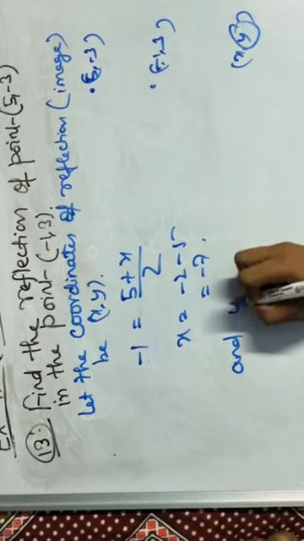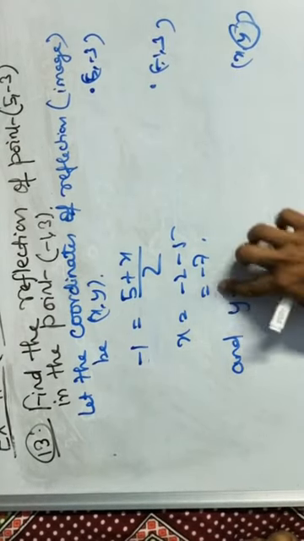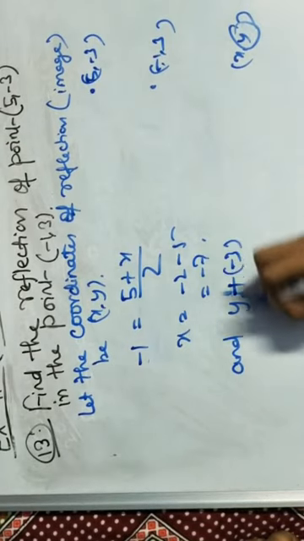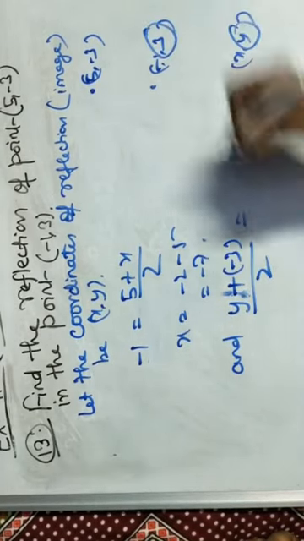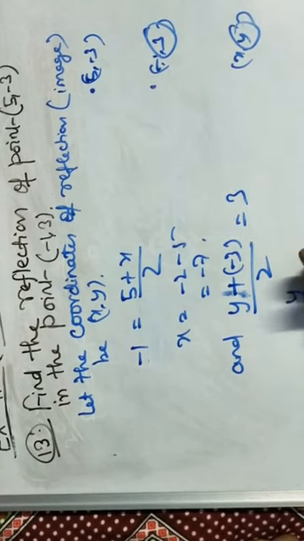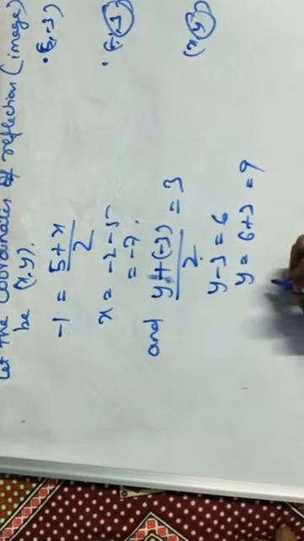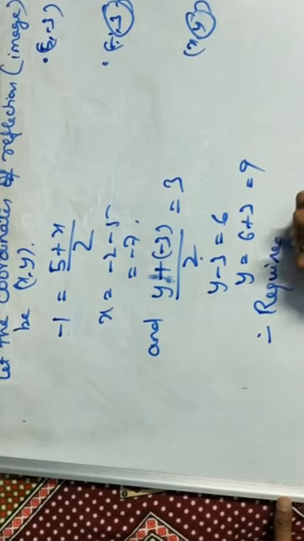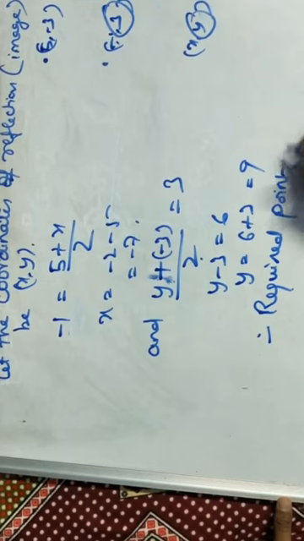And y equals y plus minus 3 by 2 must be equal to 3, and y minus 3 equals to 6. 3 into 2 is 6. Y equals to 6 plus 3, that is 9. So therefore the required point equals to minus 7 comma 9. This is your answer.